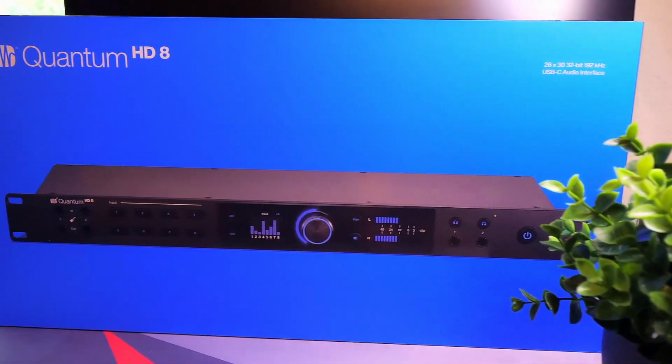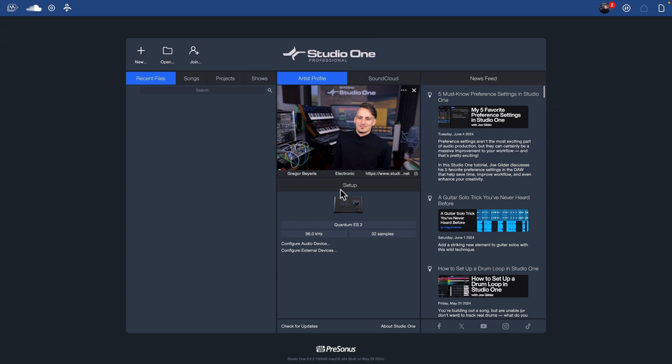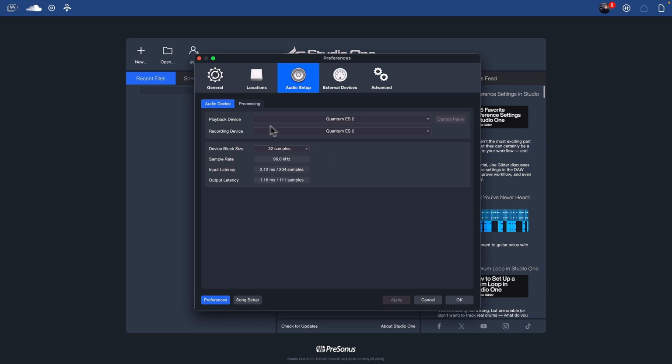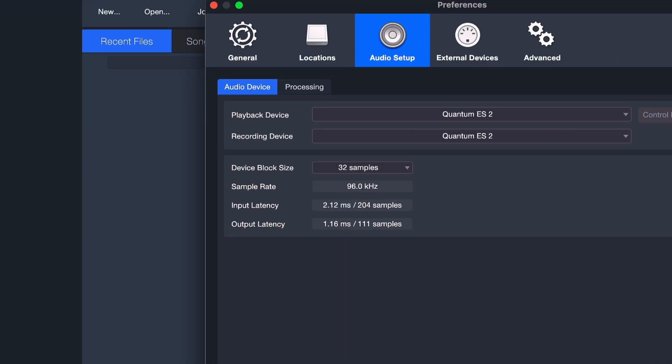One of the questions that comes up quite a lot about the Quantum ES and HD interfaces is regarding round-trip latency. How fast are these interfaces actually? And I'm super happy to report that even though these are USB-C interfaces, not Thunderbolt, we still have an amazing round-trip latency of around about 3 milliseconds here in Studio One at 96 kHz and 32 samples block size.